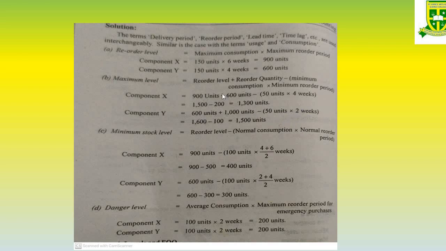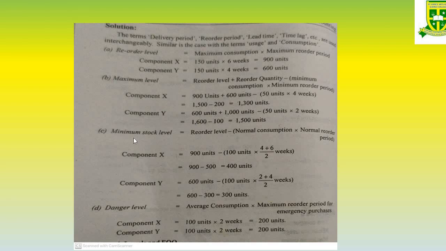So 900 plus 600 is 1500. Then finish the item in the bracket: 50 into 4 is 200. After calculating, you will get 1300 units for X and 1500 units for Y. So this is the way you have to calculate the maximum stock level.